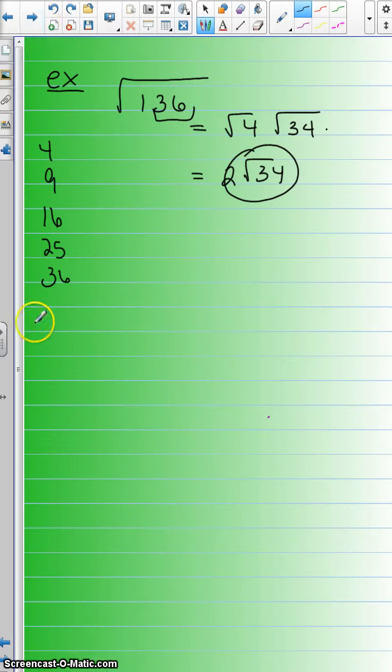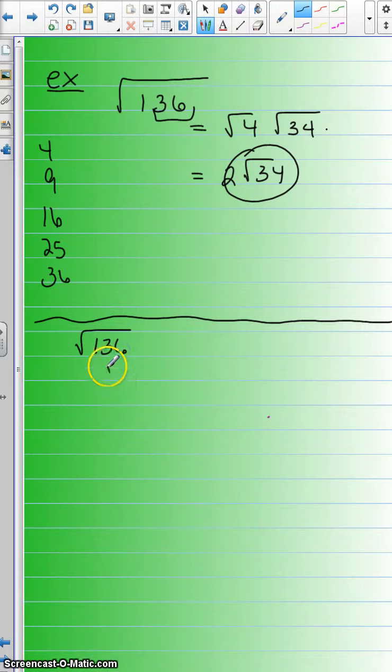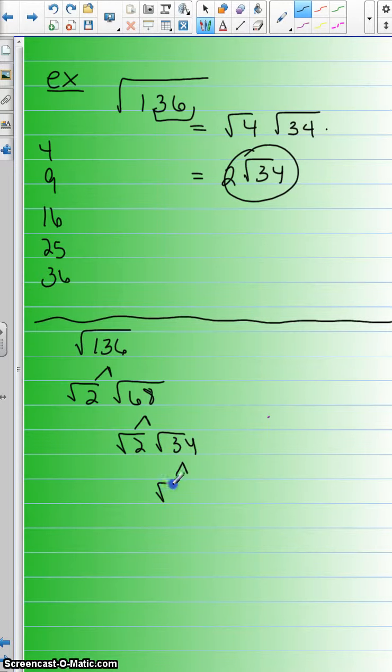Now I'm also going to do this method with prime factoring, so you can check that out. Maybe you like that method. The square root of 136 divides evenly by 2. 2 goes in there, let's see, 6 times 12, so 68 times. 68 divides evenly by 2, 34 times. 34 divides evenly by 2 17 times.